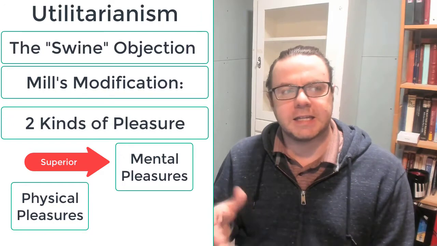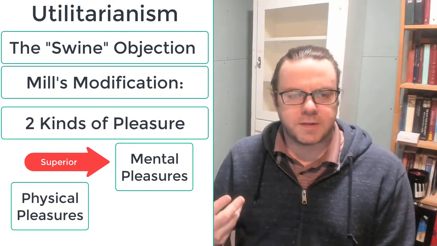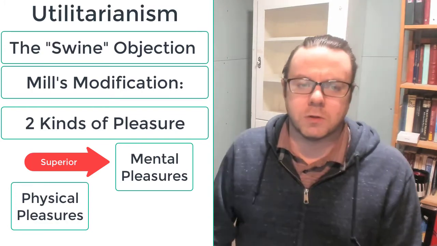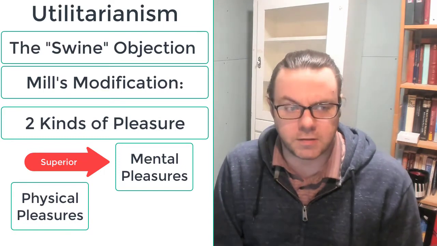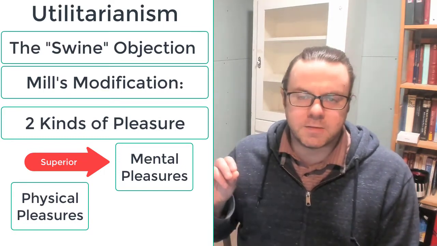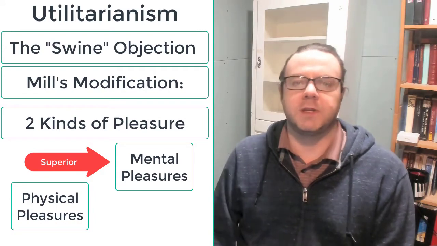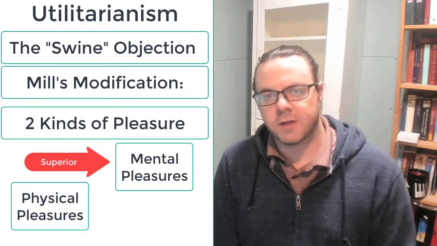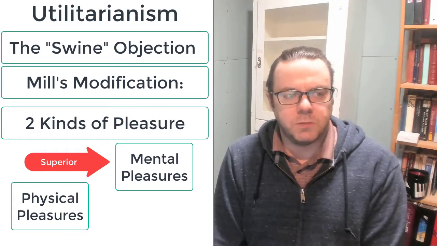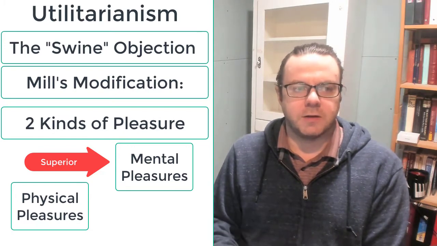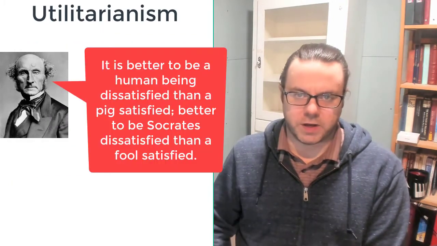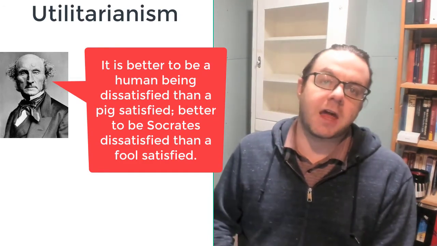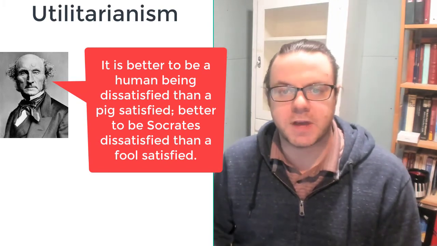Of course, he's not denying that physical pleasures are good. And if somebody just has an objection that physical pleasures shouldn't be valued, I think Mill would just disagree with that. They're valuable too, but these mental type pleasures are more significant for human existence. And the way Mill put it has become rather famous. He says that it would be better to be a human being dissatisfied than to be a pig satisfied. And it would be better to be somebody like Socrates dissatisfied than to be a fool satisfied.